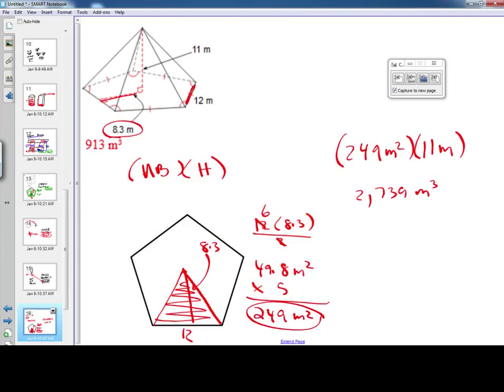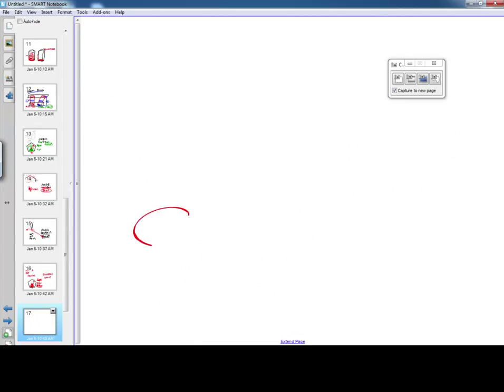Now, do you guys remember the axiom I showed you before we went on break, with the cone, for the image that looked like this?